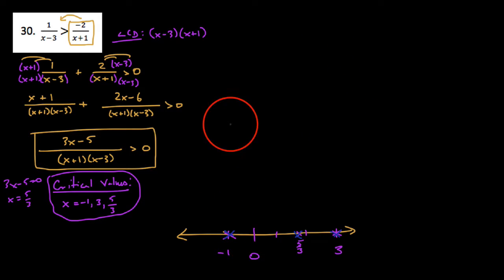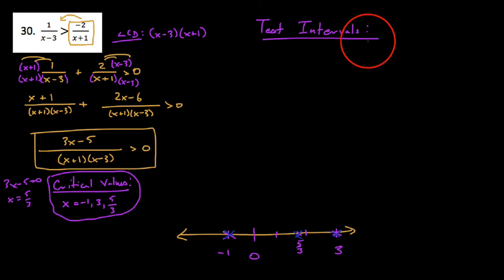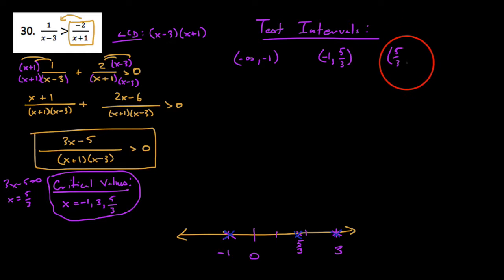A little better. So our test intervals, let's go ahead and get these set up here. Because we have three critical values, we're going to have 4 intervals. These intervals are from negative infinity up to our first critical value, negative 1. Our next test interval would be from negative 1 going up to 5 thirds. Our next test interval would be starting at 5 thirds going up to 3. And then our last test interval is going to be 3 to infinity.